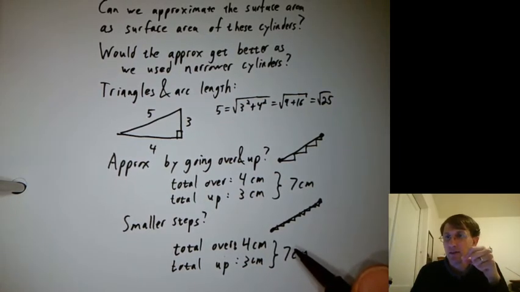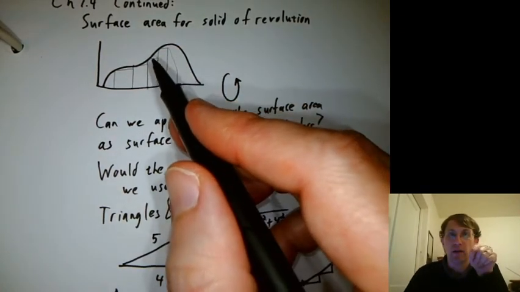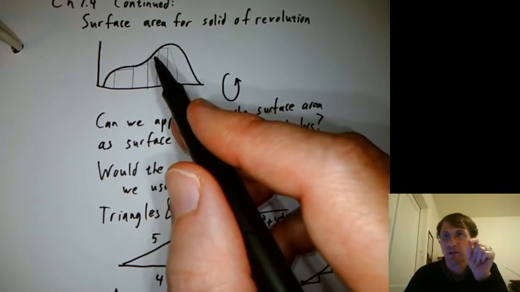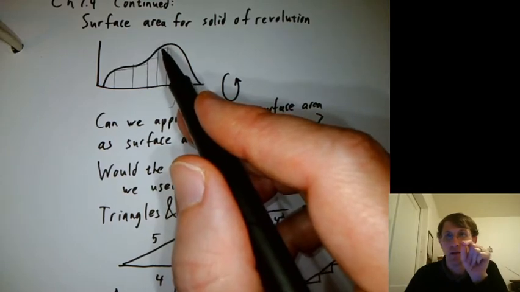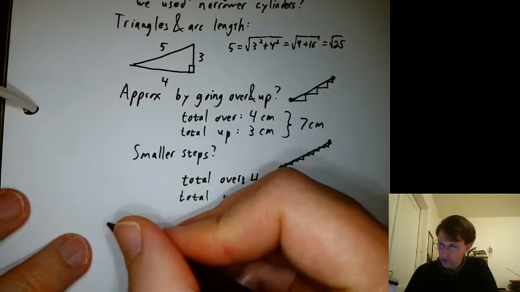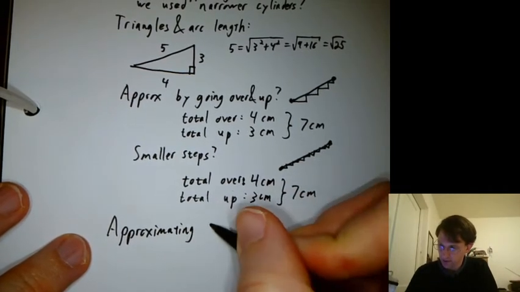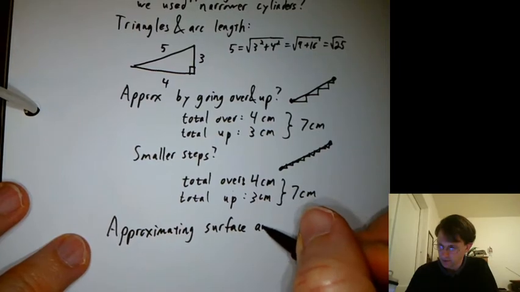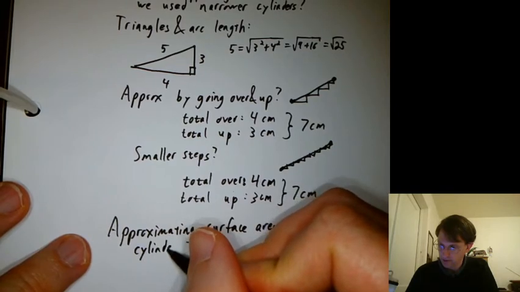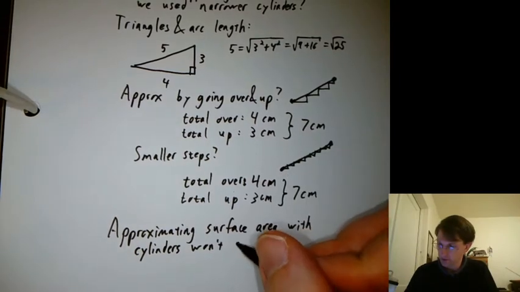So the same thing is going to go on here in this case, where the surface area that we're missing is kind of this slanted thing, and we'd be approximating it with cylinders that go over and maybe a little bit up, and it's just not going to work out. So we'll say approximating the surface area with cylinders won't get better as you use more cylinders.